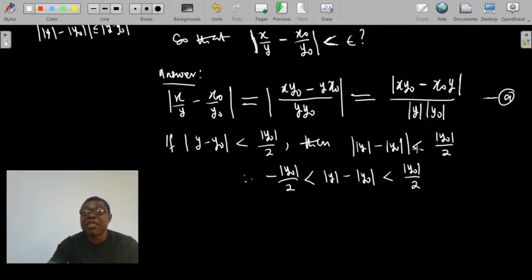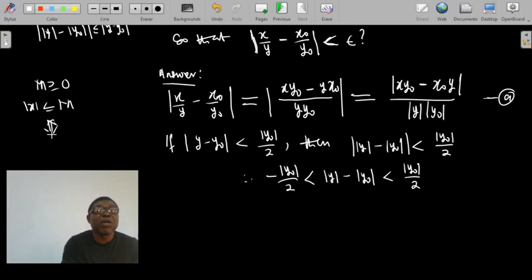And this particular inequality is equivalent to this particular one here, using the fact that whenever m is greater or equal to 0, then absolute value of x less or equal to m is equivalent to minus m is less or equal to x less or equal to m. We'll remember this. So now, if I go further, I will now add absolute value of y naught all through.